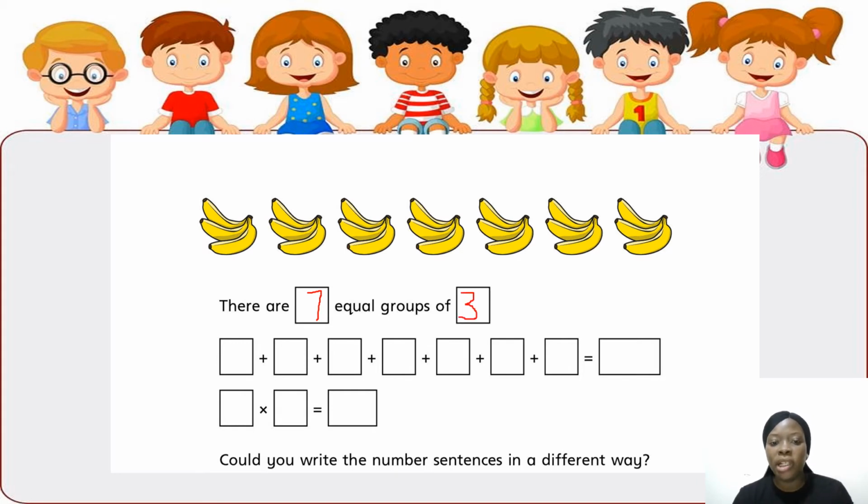So in these boxes, we are going to fix our 3 plus 3 plus 3 plus 3 plus 3 plus 3 plus 3, 7 times, because there are 7 groups, okay? And that would give us a total of 21, because 3 in 7 groups makes 21. And our multiplication sentence would be 7 times 3, and that is 21. If this was your answer, then you are definitely correct. Well done.